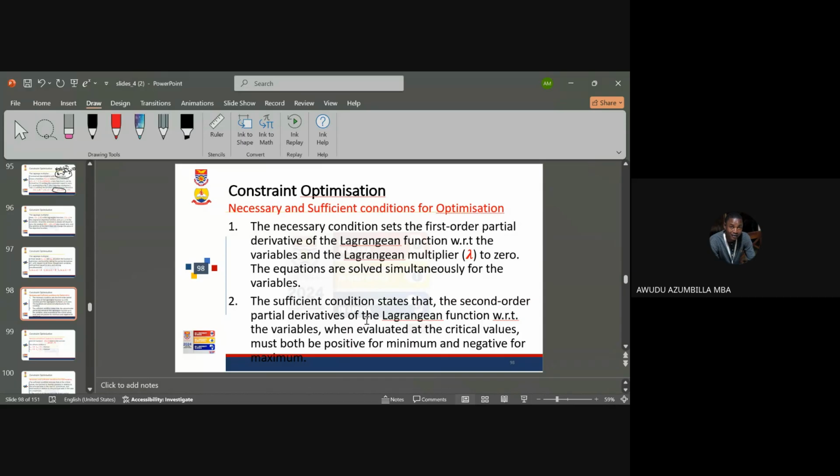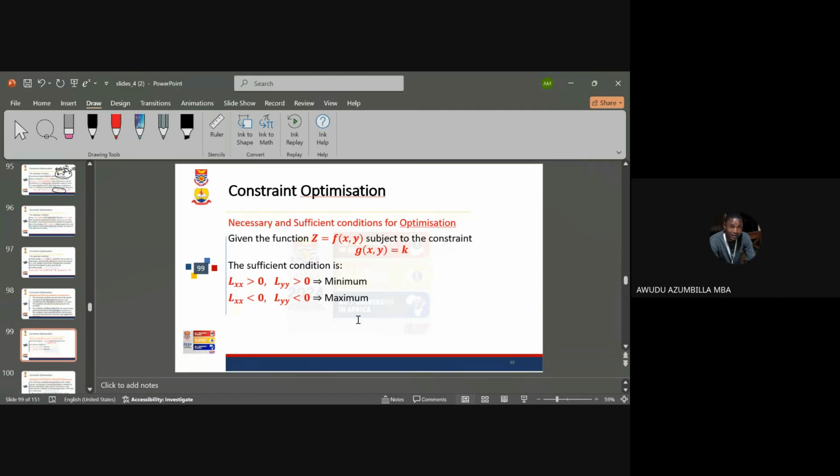And with the sufficient condition, we are talking about the second order conditions, where we differentiate a second time. If it is greater than 0, we say it's a minimum. If it is less than 0, we say it is a maximum. So this is what we are trying to say. This is the first order condition: when you differentiate for the first time, you equate it to 0. But the sufficient condition is when you differentiate a second time; if it is greater than 0, we say minimum, and if it is less than 0, we say maximum. Remember, if you see L_xx there, it means you are differentiating for the second time. But if you see L_x alone, it is the first derivative.